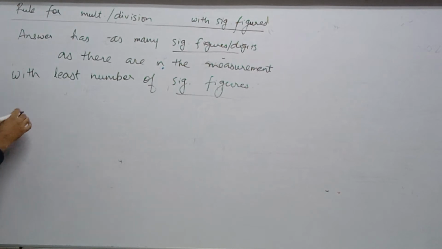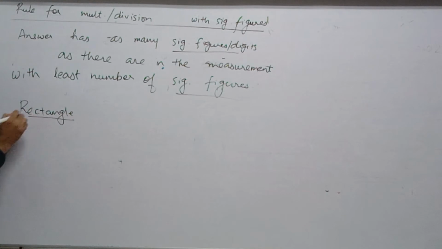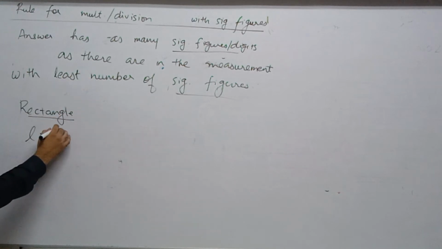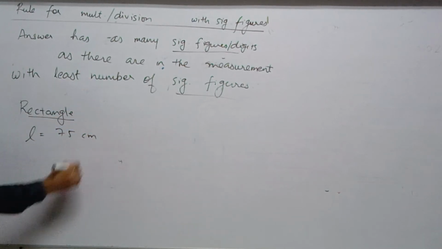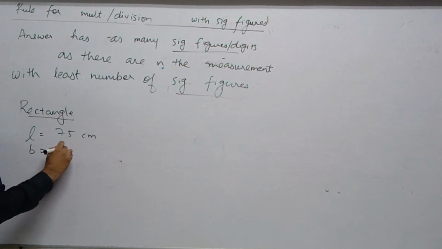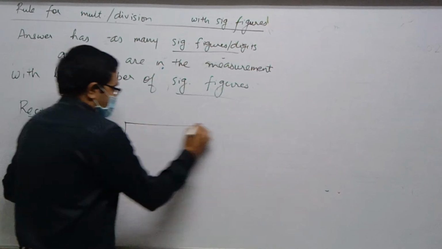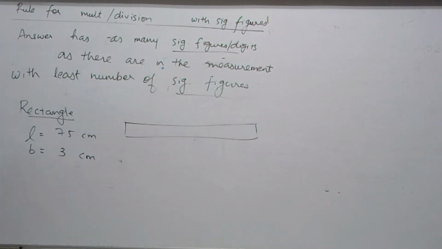Let's take an example. Suppose there is a rectangle. Someone measured the length of the rectangle as, let's say, 75 centimeters. And suppose they measured the width of the rectangle as 3 centimeters. So basically it's like a long strip. Is that okay or not okay? Yes. We want to find its area.